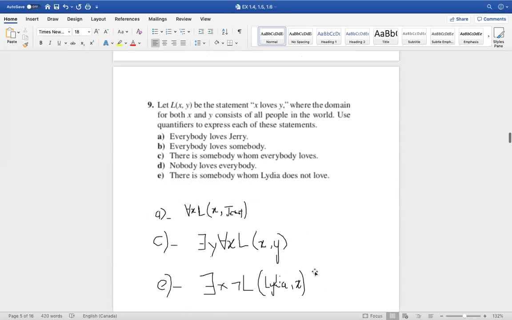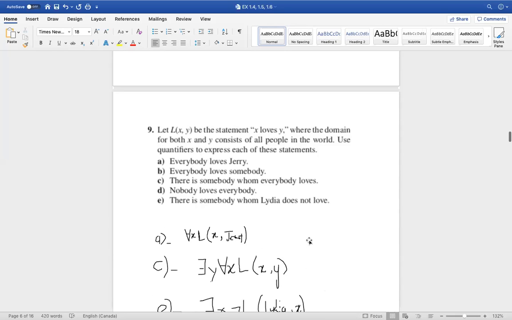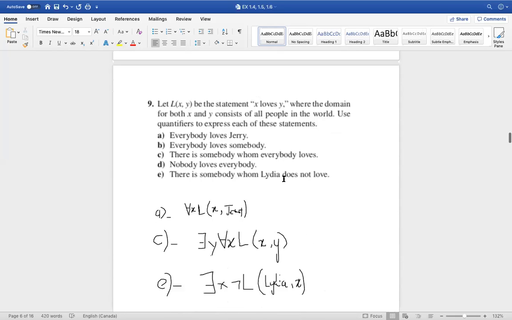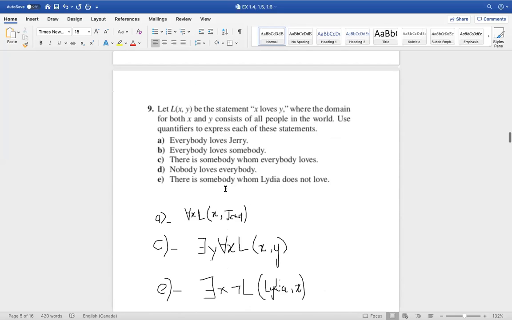Right, let's move on to question number 9. Question number 9, I have already solved it for you guys. So just take a minute to read the question.